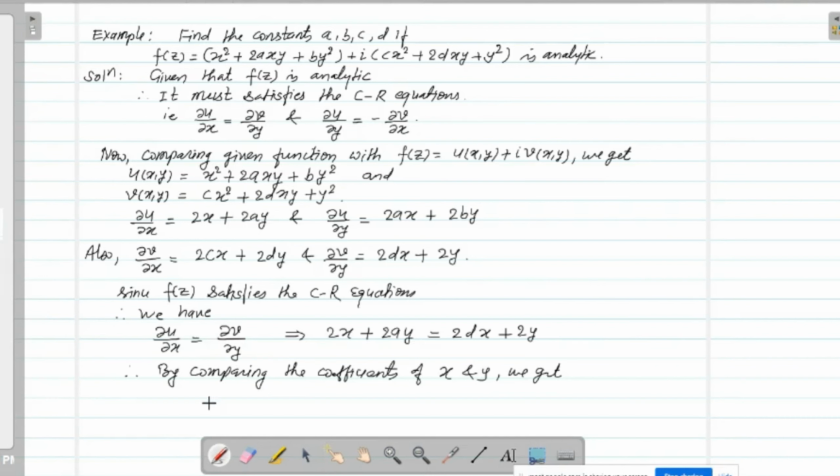So we get 2 equal to 2d. And here the coefficient of y is 2a, and here the coefficient of y is 2, so 2a is equal to 2. Therefore d is equal to 1, and a is equal to 1. So we found the values of a and d. Also we will have the other CR equation, this one. So let us move to the next page.